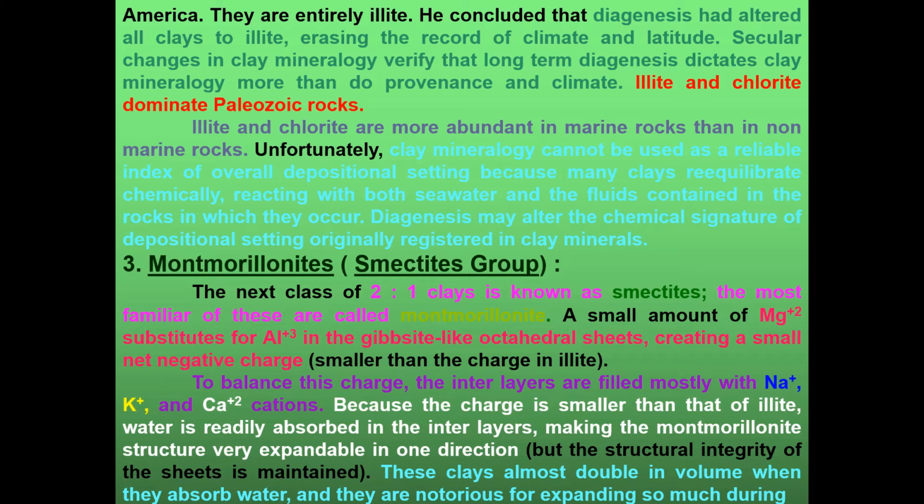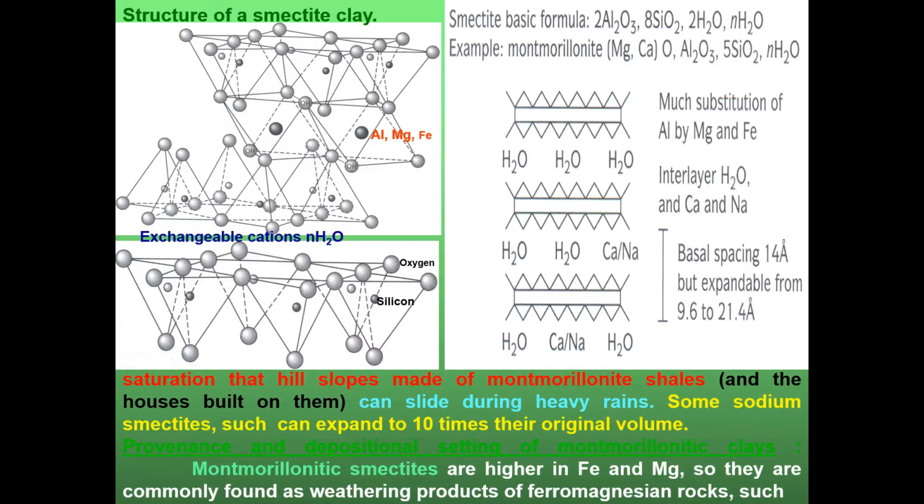These clays almost double in volume when they absorb water, and they are notorious for expanding so much during saturation that hill slopes made of montmorillonite shales, and the houses built on them, can slide during heavy rains. Some sodium smectites can expand to 10 times their original volume. Structure of a smectite clay: oxygen, Al, Mg, Fe, silicon, exchangeable cations, nH2O.